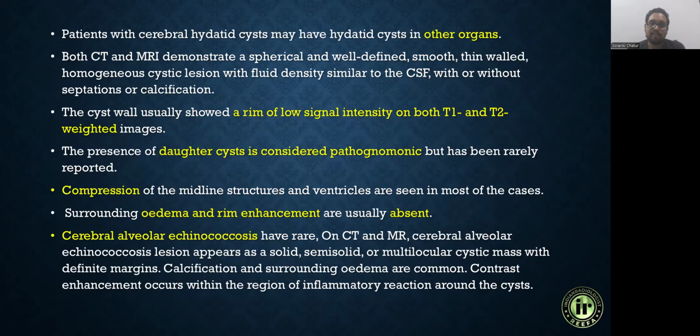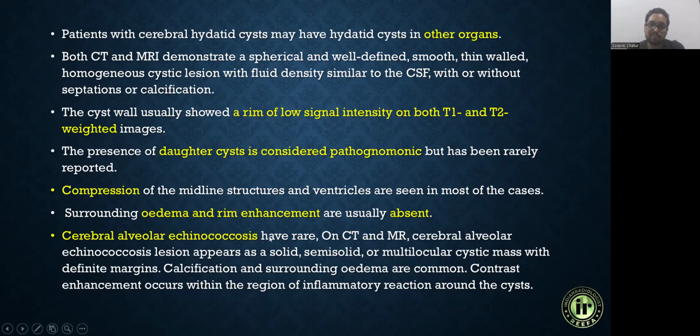Patients with cerebral hydatid cyst may have cysts in other organs, but CT and MRI demonstrate a spherical, well-defined, smooth, thin-walled, homogeneous cystic lesion with fluid density similar to CSF without septation or calcification. The cyst wall usually shows a thin ring of low signal intensity on both T1 and T2 weighted images. The presence of daughter cysts is considered pathognomonic, but it has been rarely reported. Compression of the midline structures and ventricles is seen in most of the cases. Surrounding edema and ring enhancement are usually absent.